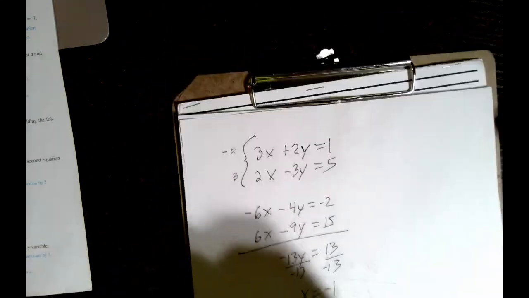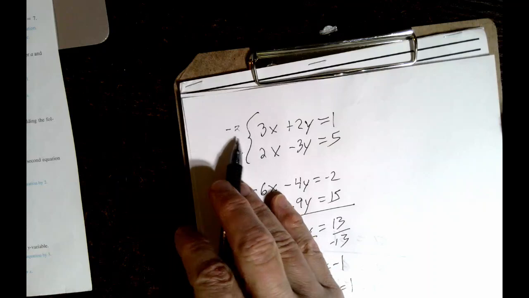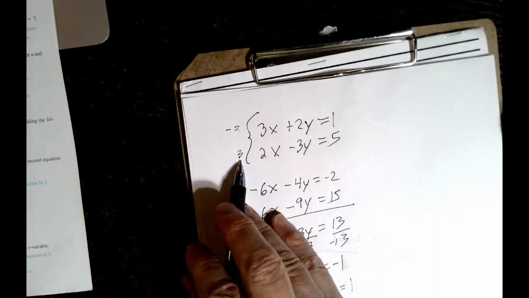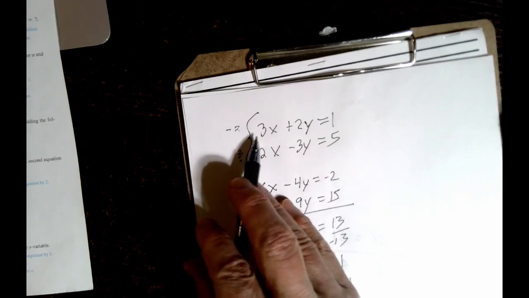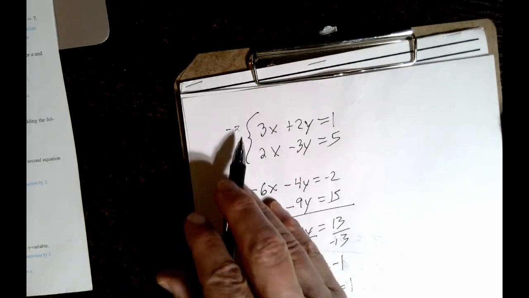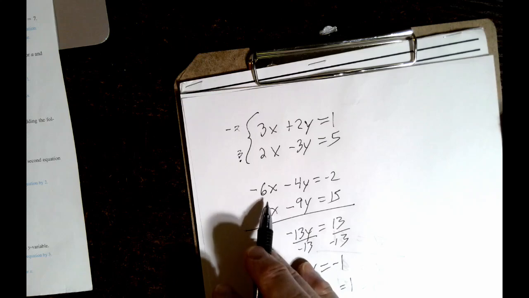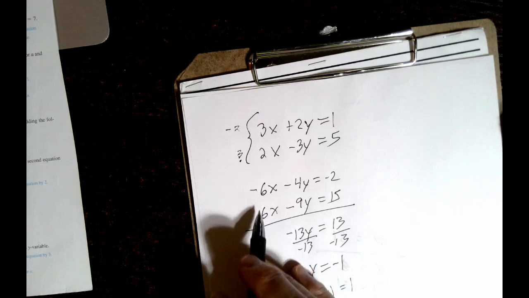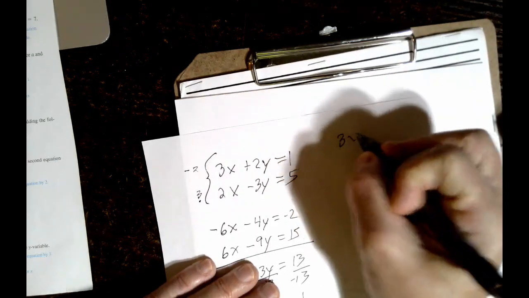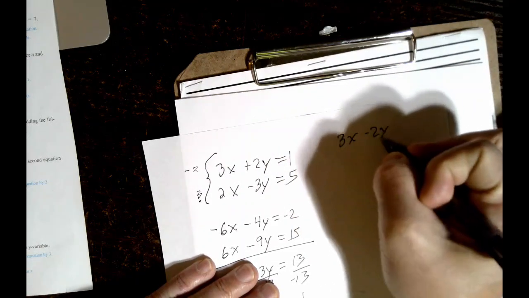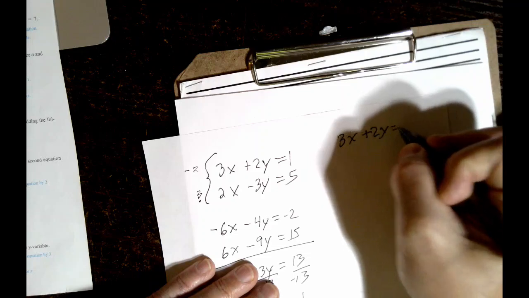Now notice I multiplied the first one by a 2 and the second one by a 3 to get rid of my x's, and I had to make one of them negative here because otherwise I would have gotten 6x and 6x. I want them to be opposites, not just 6x and 6x, but minus 6x and positive 6x. And I can take the exact same problem and I can get rid of the y's. Watch how I do that.